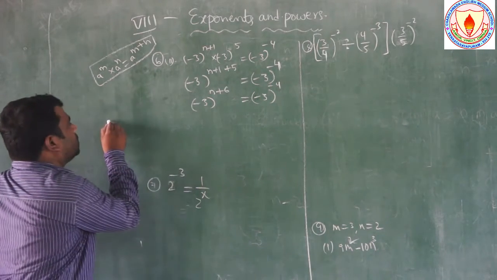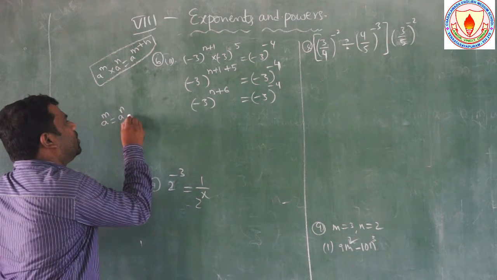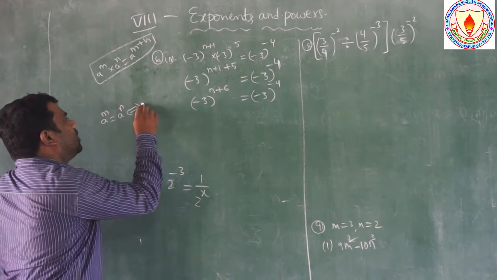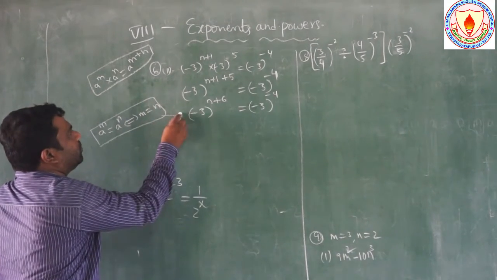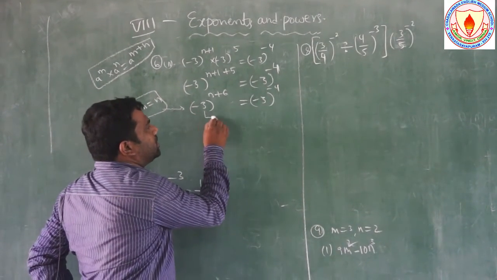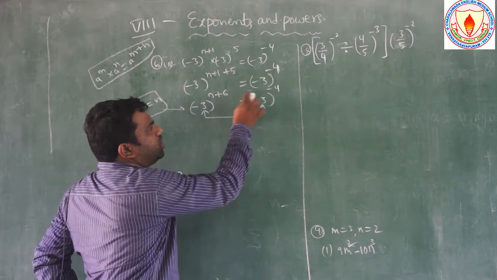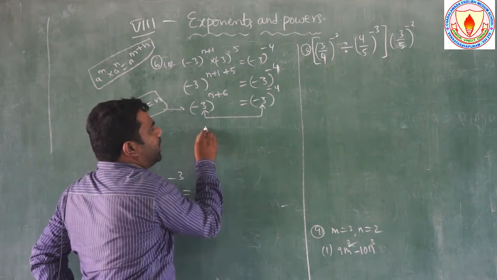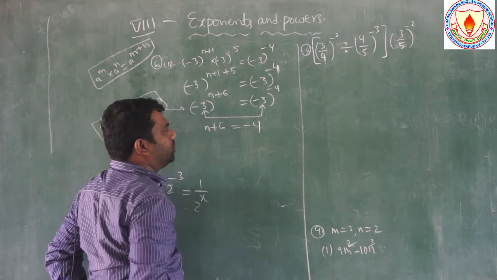Again another formula, a power m is equals to a power n, double implies m is equals to n. This formula you have to apply here. See, bases are equal and the powers also have to be equal. Now n plus 6 is equals to minus 4.